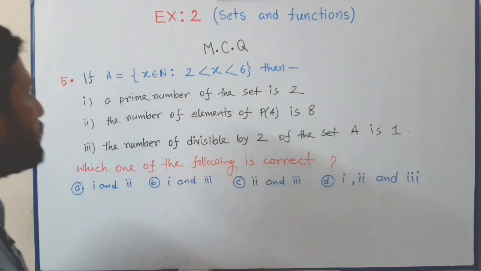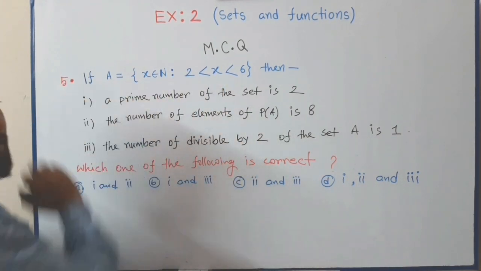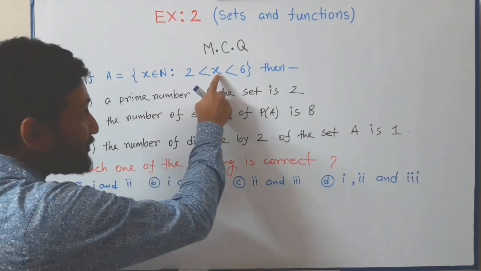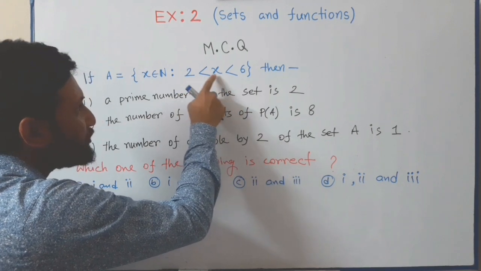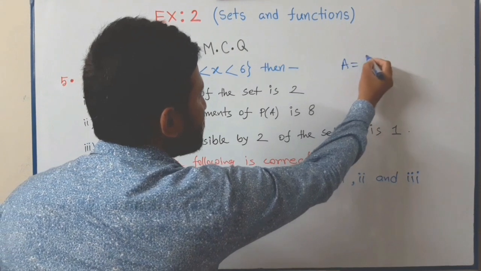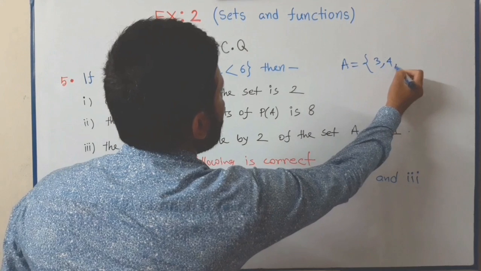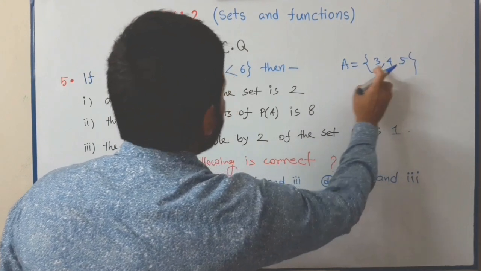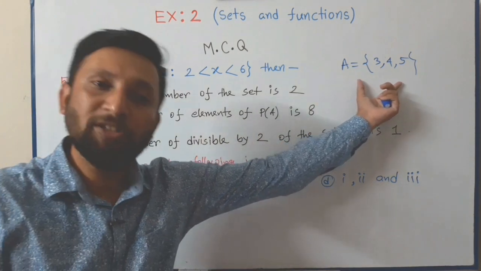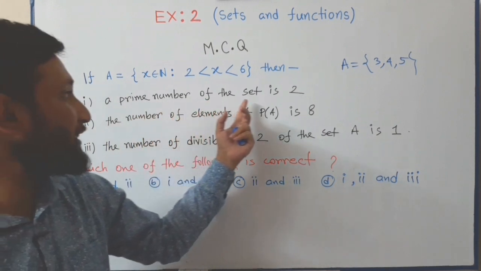Okay, now follow this. At first we have to identify the total number of elements of set A. Here x is an element of natural numbers and the elements of this set are greater than 2 and less than 6. So the elements of set A must be 3, 4 and 5. The number of elements of A is total 3 elements.